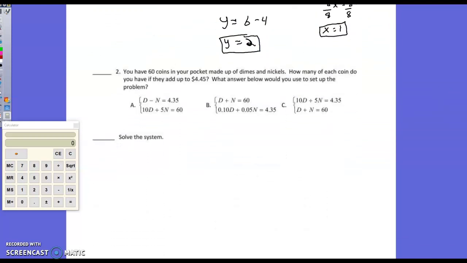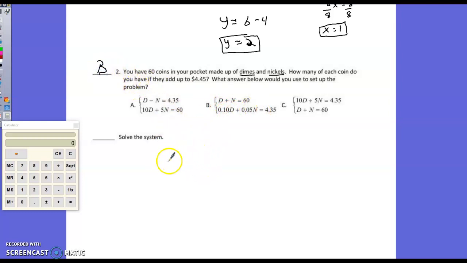Alright, the next one, you have 60 coins in your pocket made up of dimes and nickels. How many of each coin do you have? They add up to $4.35. Since we're using dimes plus nickels, we would use D and N as our variables. Our totals are 60 coins and 4.35. But the actual physical coins are the D plus the N, and they are worth 10 cents for a dime, 5 cents for a nickel. So your answer would be B.